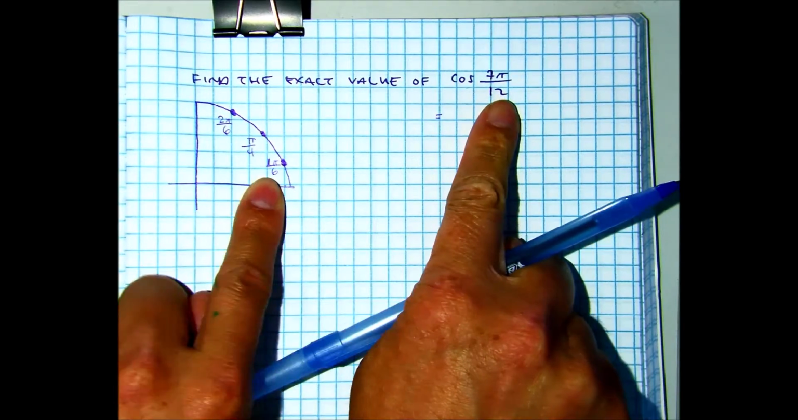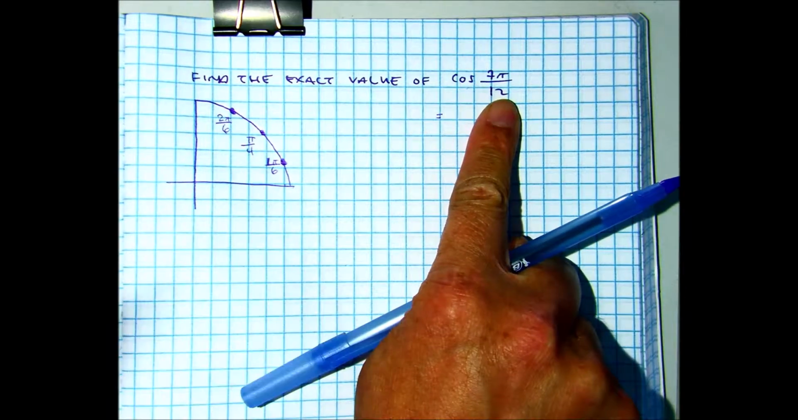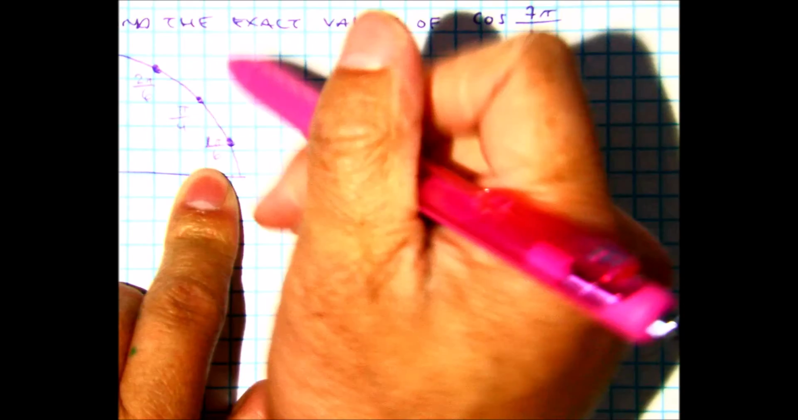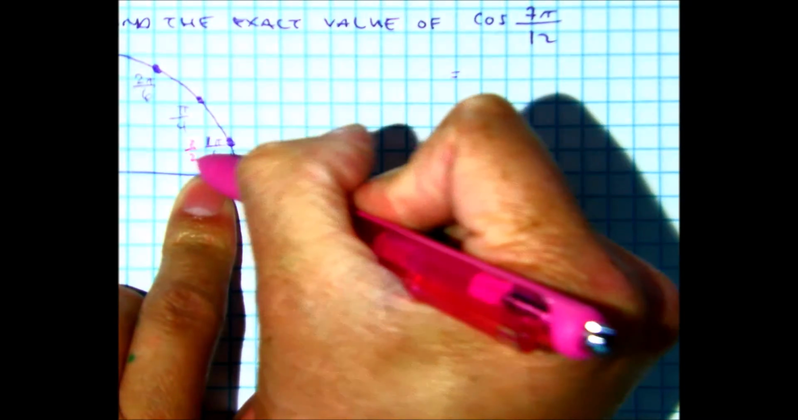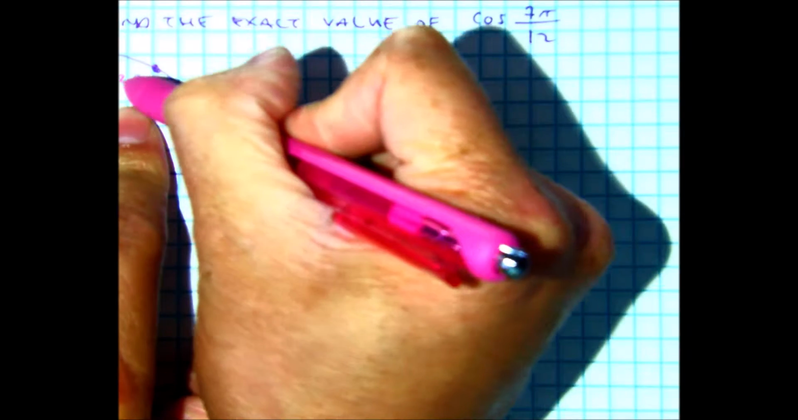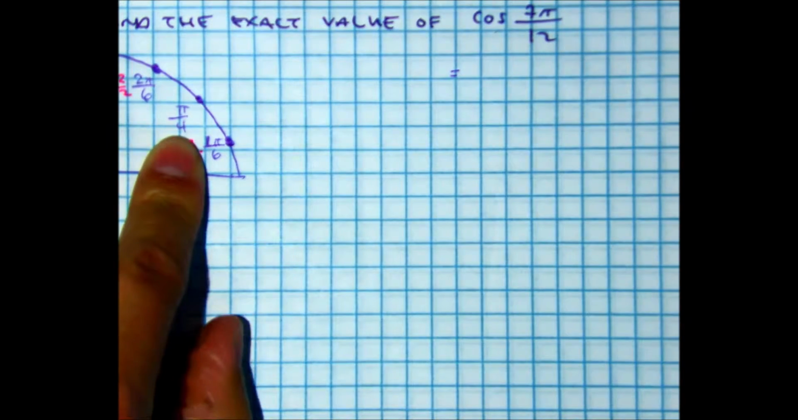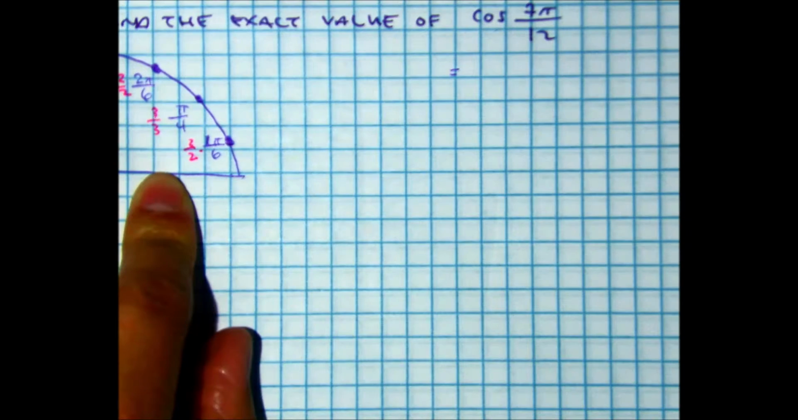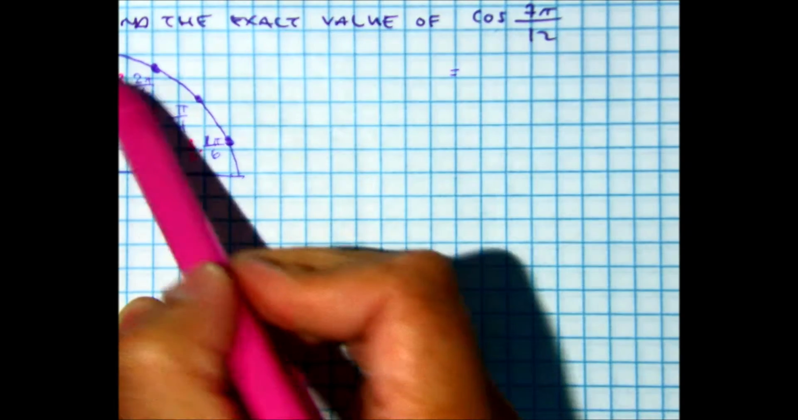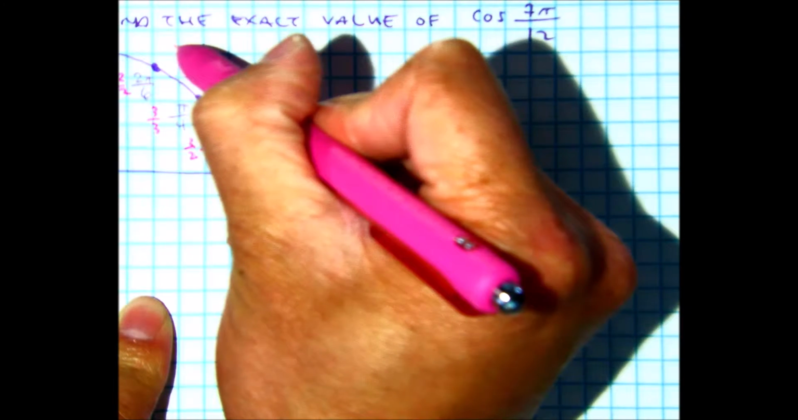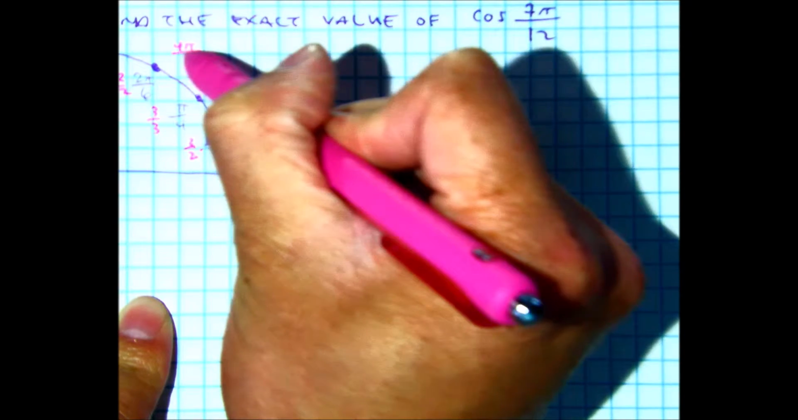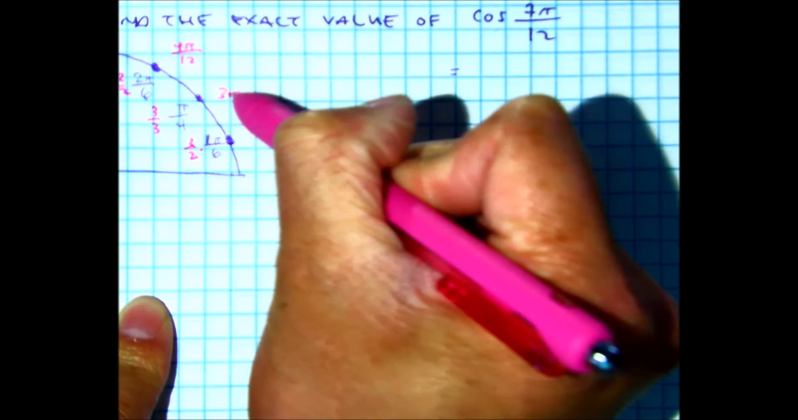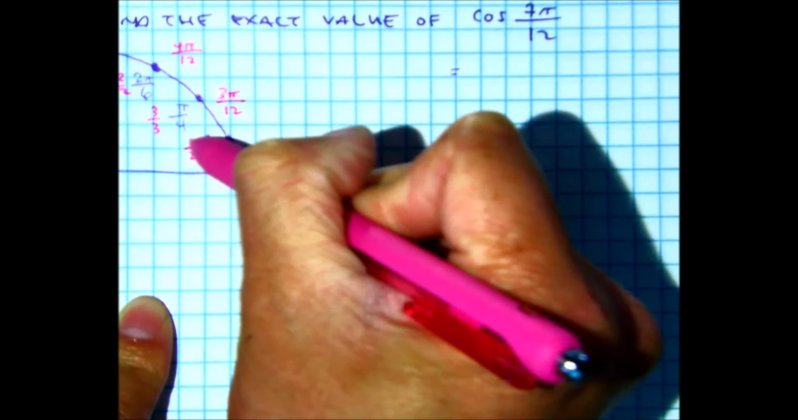If I want a common denominator of 12, I'm going to have to multiply these by 2 over 2. And I'm going to have to multiply this one by 3 over 3. Let's see what we get. This one becomes 4 pi over 12. This one? And this one?